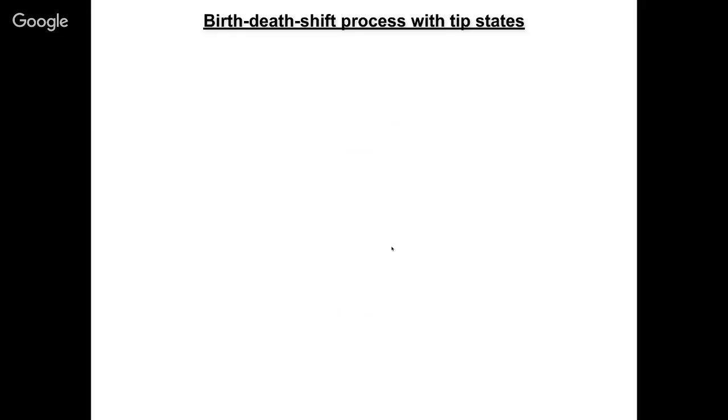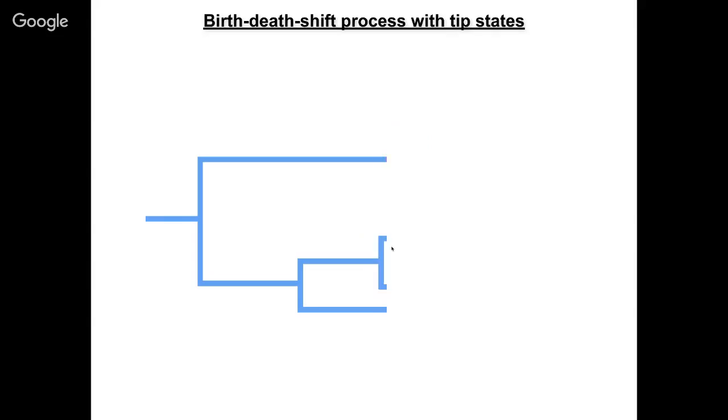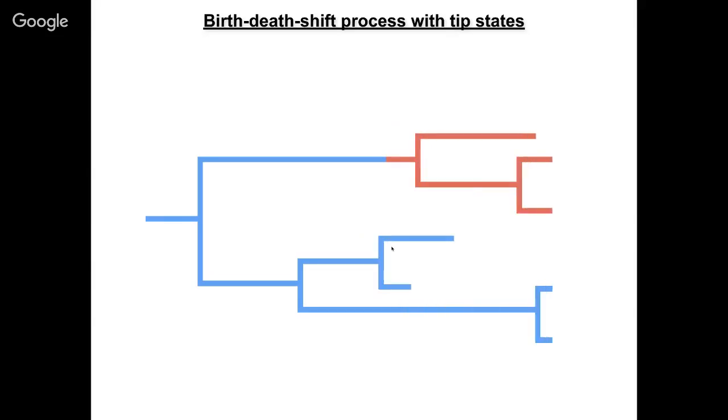So how does this birth-death shift process work when we have observed tip states? This is basically exactly the same process as I was discussing before, except that once we have this rate shift event, we have a specific tip state that we observe. So we have some additional information. Here I'm only drawing the binary case, with two different characters, the red one and the blue one, and we have some species observed in the blue state and some species observed in the red state.